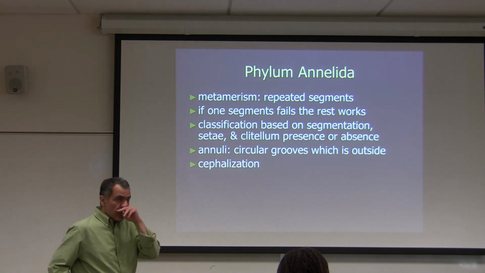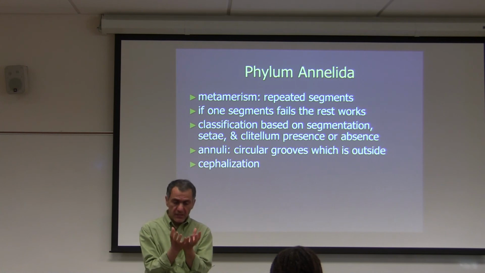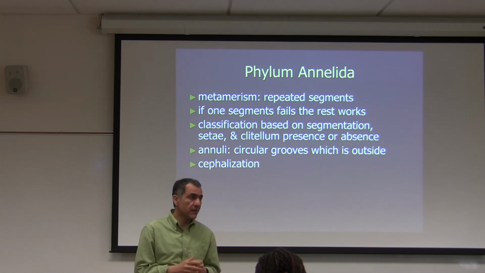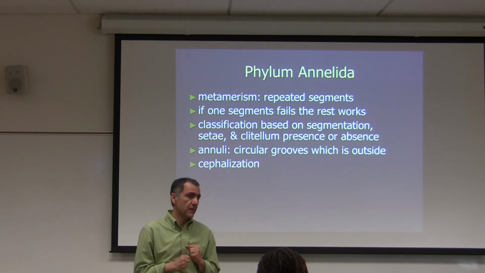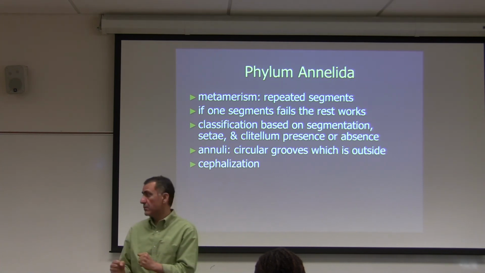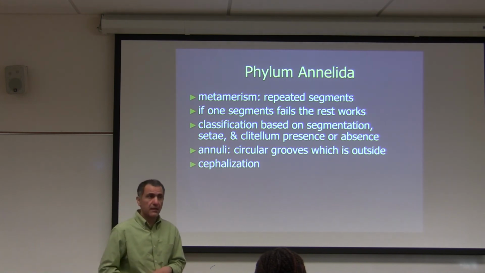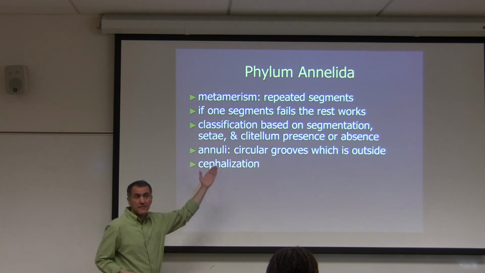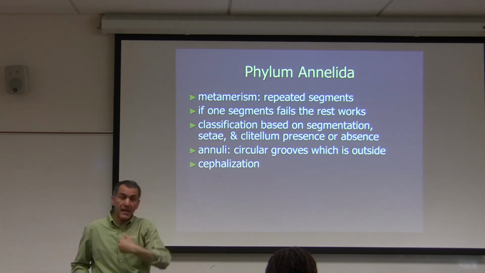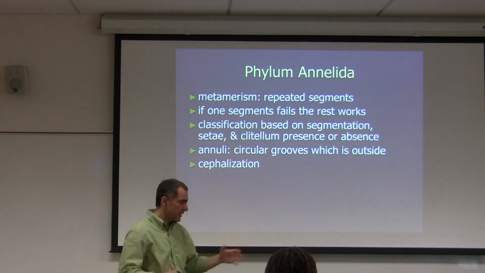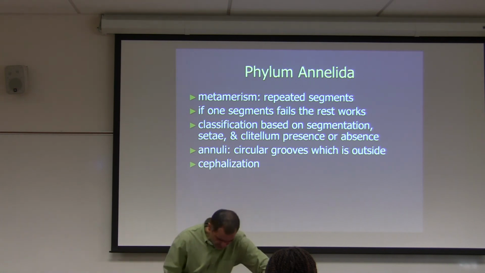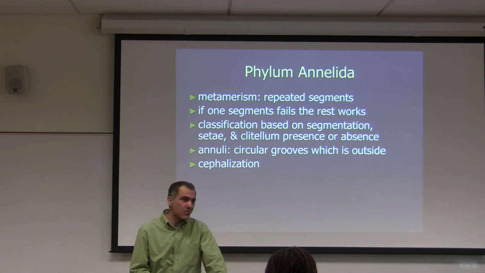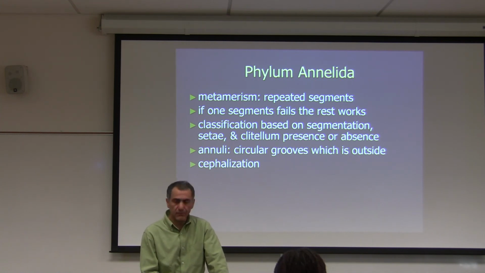Cephalization. Some organisms have a very well distinguished head. Earthworm does not have a very well distinguished head. But if you open up the animal, you will see an accumulation of nerves and neurons in the anterior portion. But looking from outside, you really cannot tell which end is which.